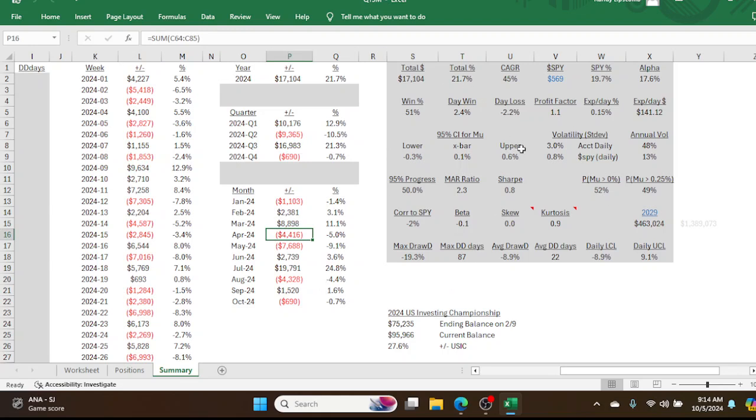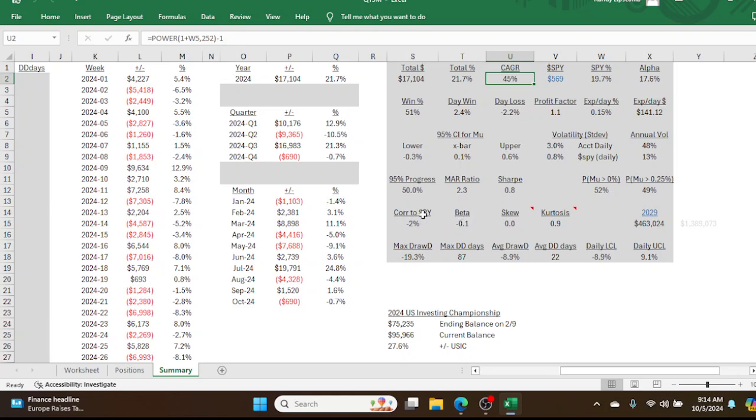Here are some statistics. We're up 21.7% for the year. We're at a compound annual growth rate of 45% a year. To point out some highlights, we've got a confidence interval for the long-term average of the system, and we've got some correlations to SPY. If you follow my Twitter stream, you'll see this number tweeted daily, even though it's called X.